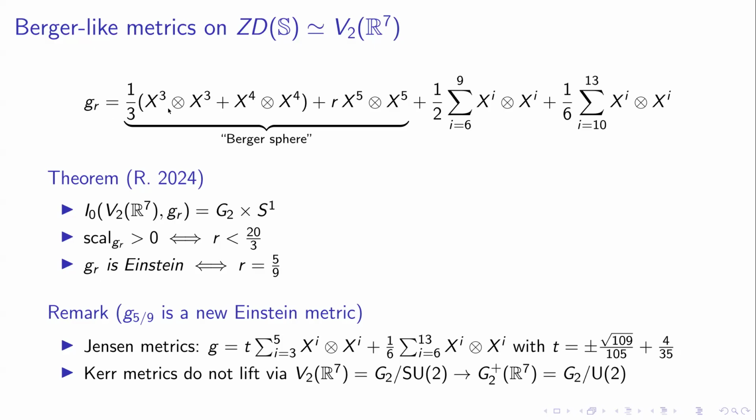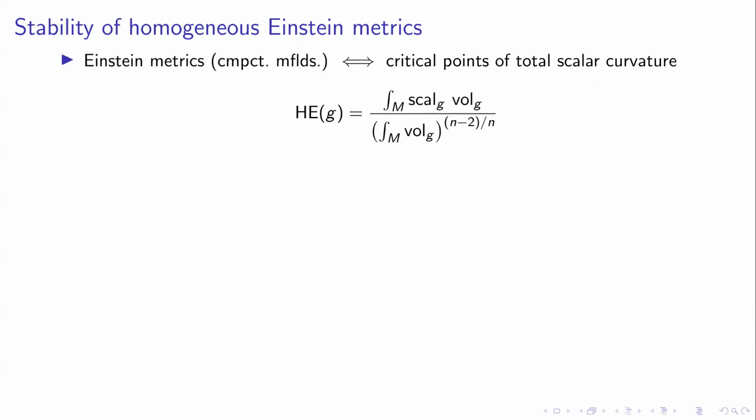So our metric is not Jensen because it is not a multiple of the Killing form in the complement of this SO(3), and it is not obtained from the Kähler-Einstein metrics in the Riemannian setting because the metrics of Kähler type do not live via the standard projection. Well, we have our Einstein metric. Now we can study the stability of this new Einstein metric.